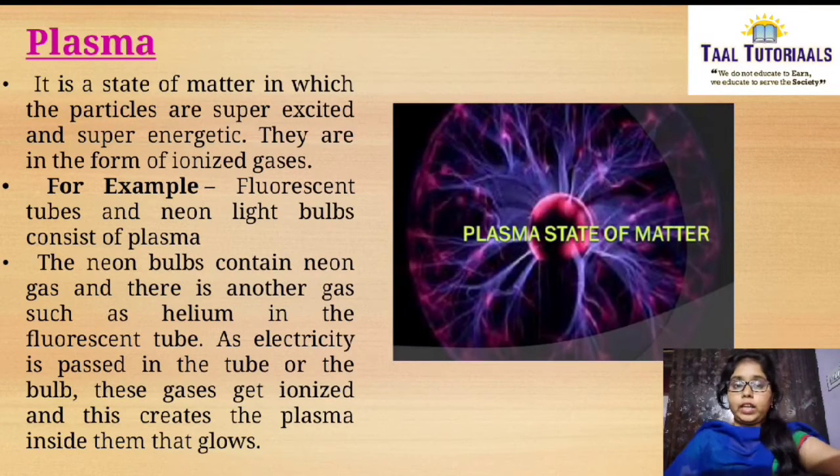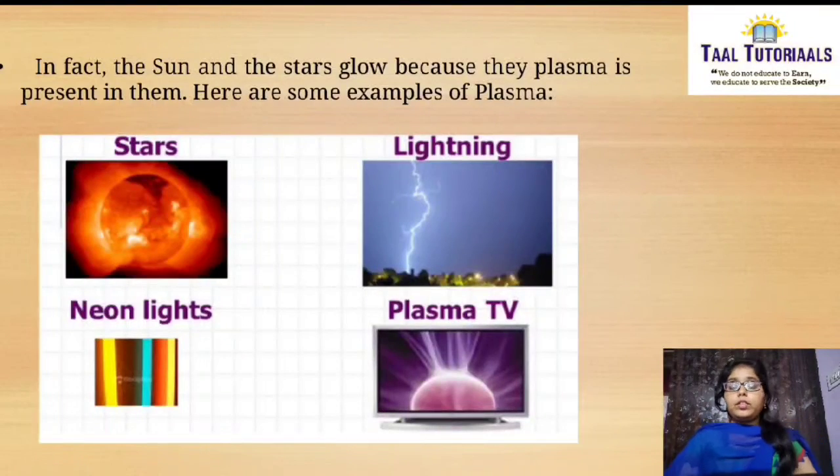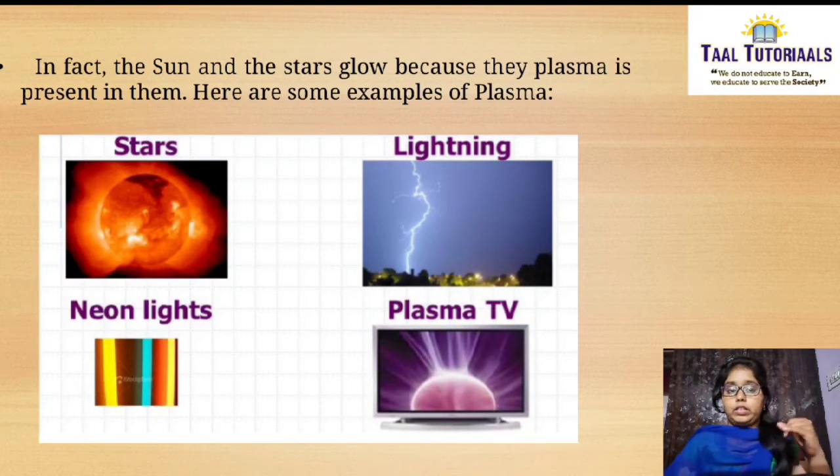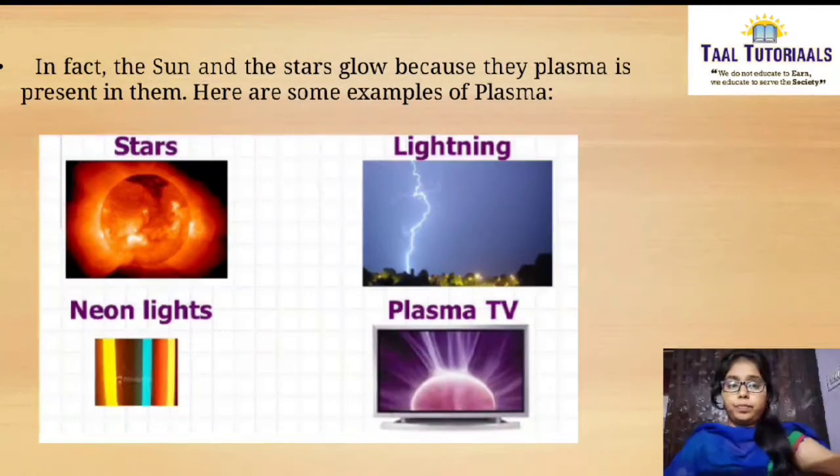Okay, understood. Next. In fact, the sun and the stars glow because they have plasma matter in them. Stars, the sun, lightning, neon lights, plasma TV, these all have plasma matter in them. These are the examples: stars, lightning, neon lights and plasma TV.